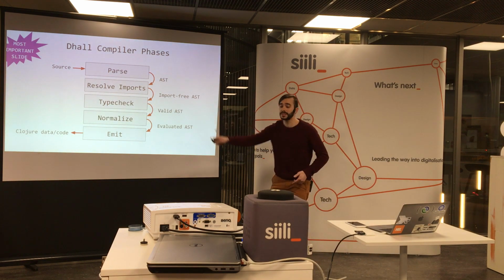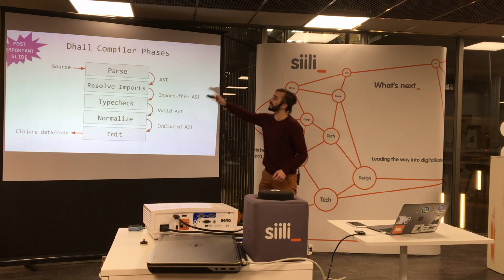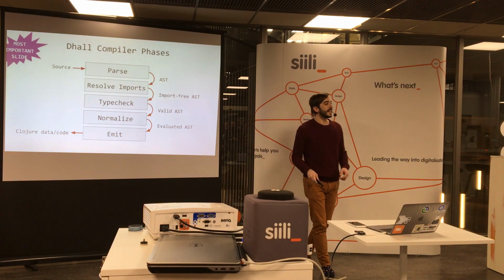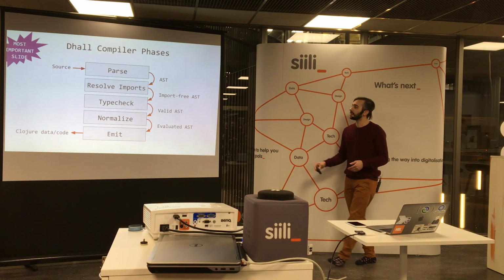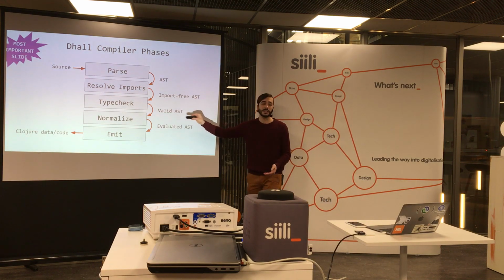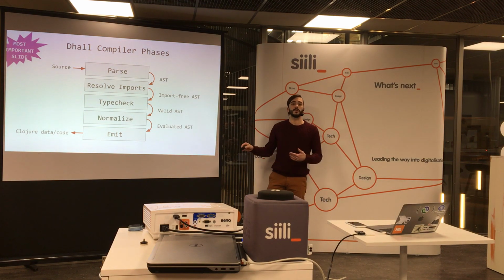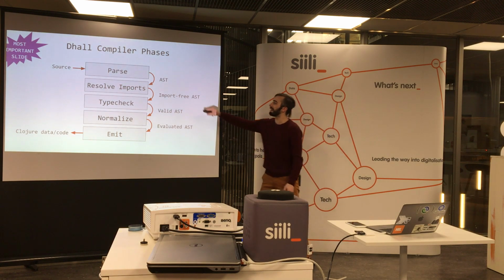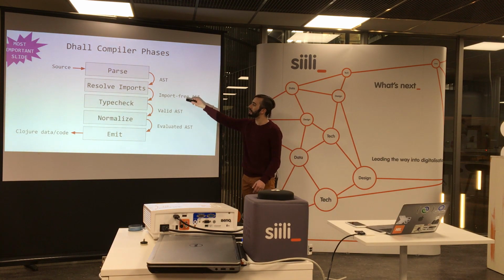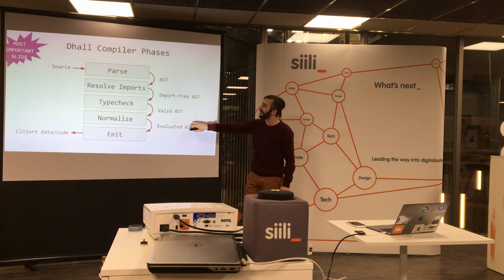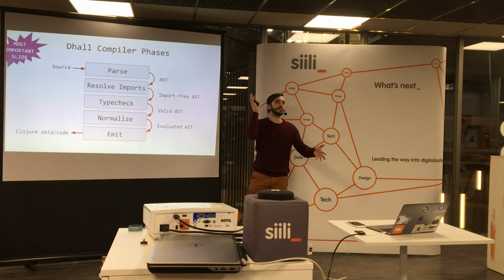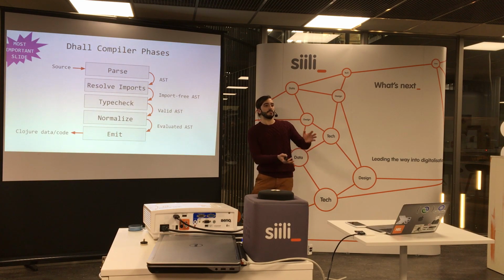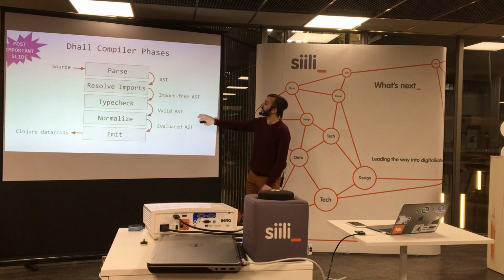And this is the most important slide, right? So you take the source, you parse it, and then you resolve all the imports, because the next phase is going to be the type check. If you don't know what sits on the other side of the import, you cannot deduce its type, right? So you need to do this before type checking. So you get the import-free AST after that. AST is abstract syntax tree. So it's data structures that represent the source in some way.